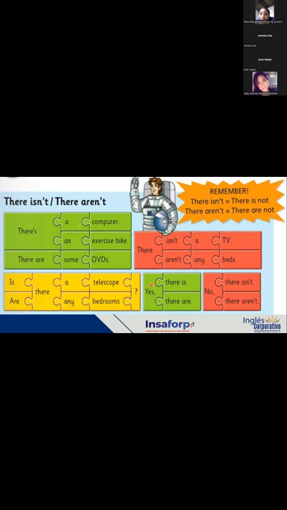Now, let me tell you guys that these two things that we have here, we call it short answers, respuestas cortas. If someone asks you, si alguien le hace una pregunta como, is there a telescope? ¿Hay un telescopio? You can say, yes, there is. Sí hay. No, there is not. Or there isn't. So these ones, we call it short answers. Okay? So keep that in mind for the next time. With this information that we just saw, do we have any questions so far, or everything is clear as water?